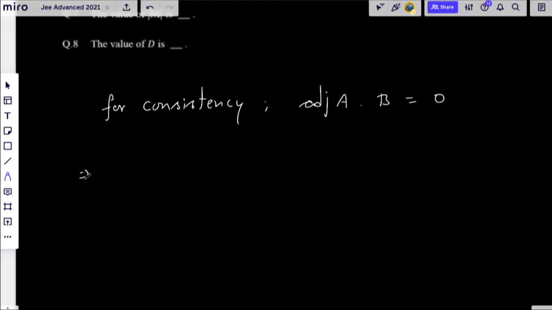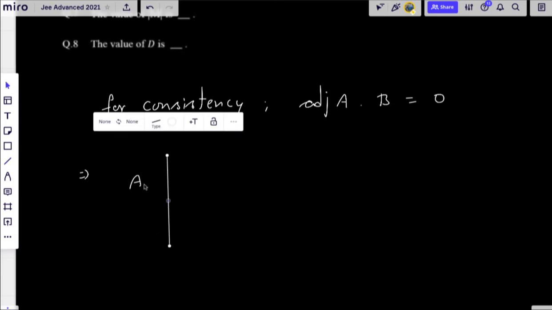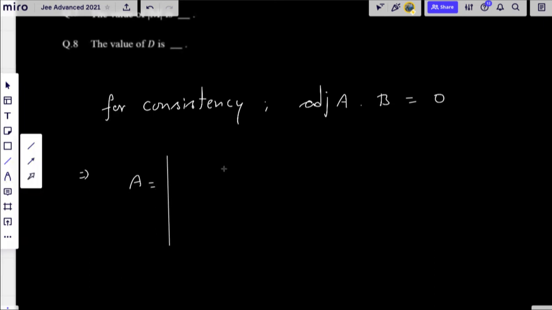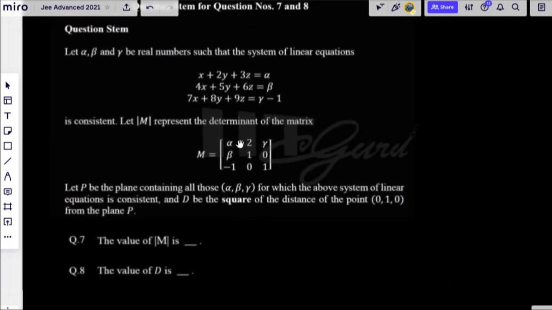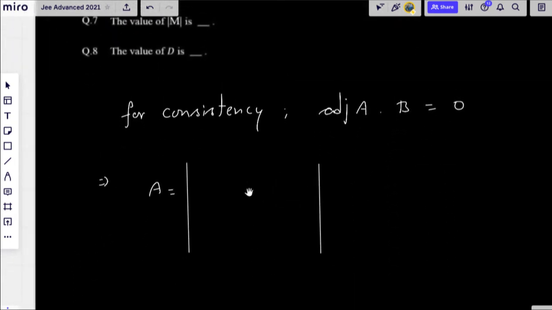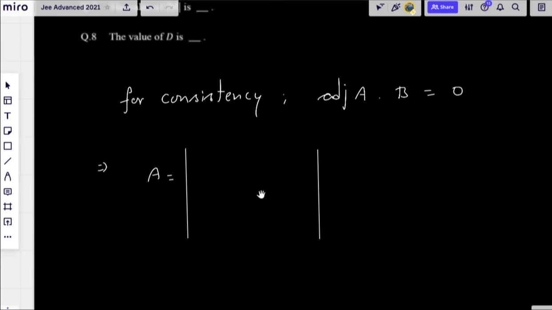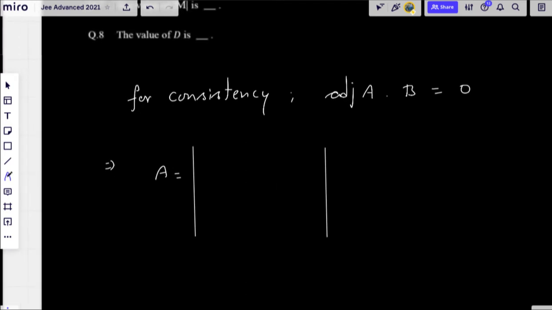So this implies first we write A. What is the A matrix? The matrix A can be written like this. If you see how this becomes 0, as this is 1, 2, 3, 4, 5, 6, 7, 8, 9, it's very clear. So this is the coefficient matrix A, and its determinant is 0. Let me show you, 1, 2, 3, 4, 5, 6, 7, 8, and 9. If you solve this, then you will get 0, right?